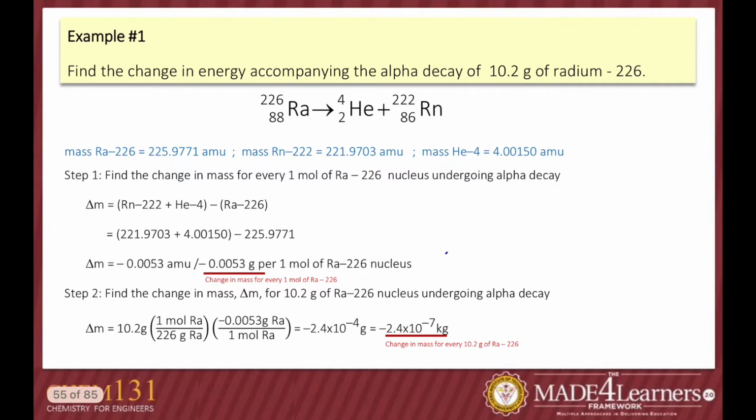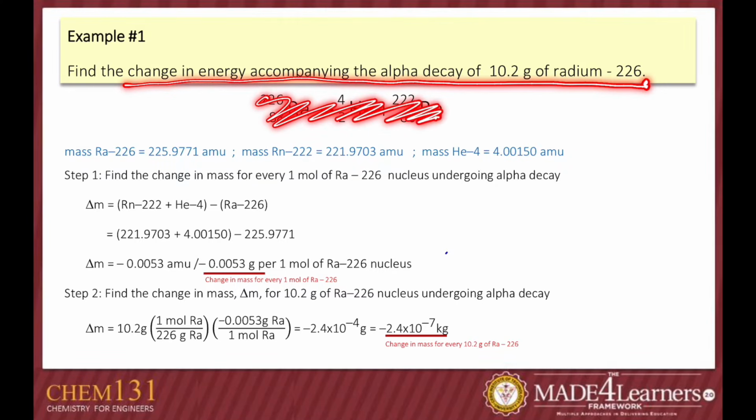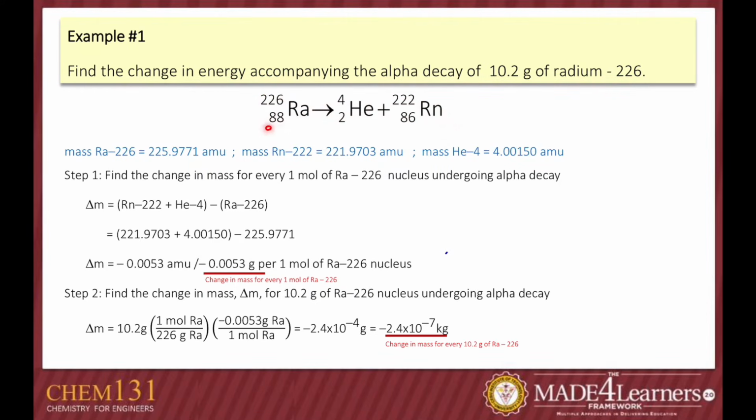So, here is an example of finding the energy associated with a nuclear reaction. We are to find the change in energy accompanying the alpha decay of 10.2 grams of radium-226. Step number 1 is to write the equation and predict the daughter nucleus. Radium-226, so 226 is the mass number. What we need is the atomic number of radium, and that would be 88.